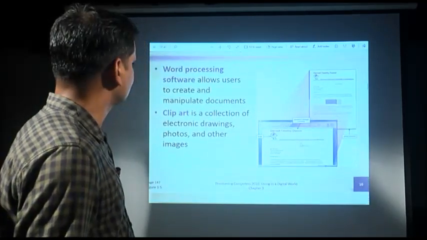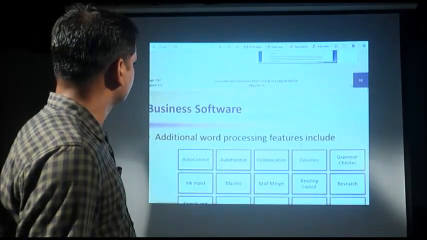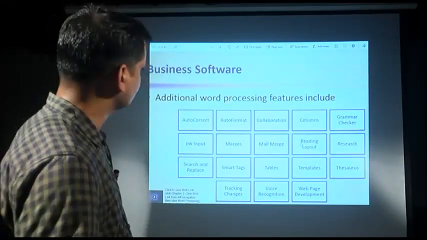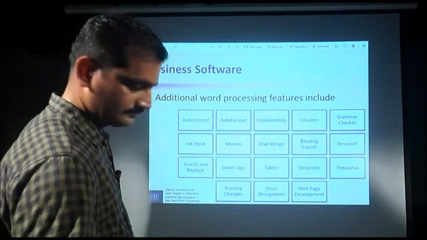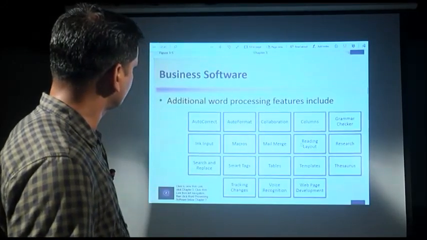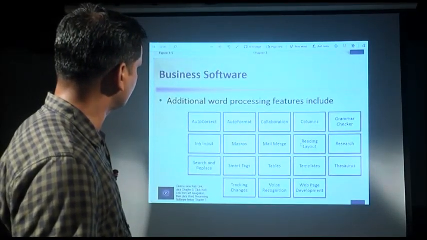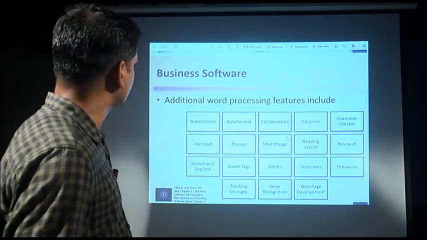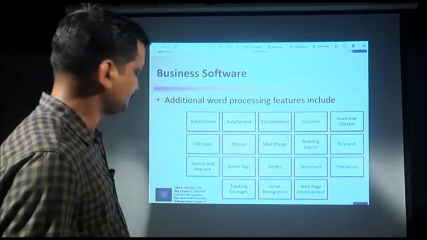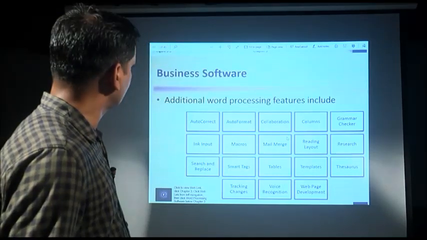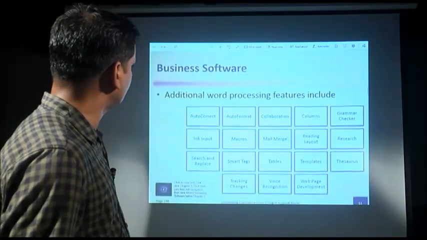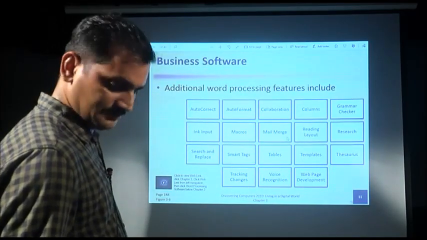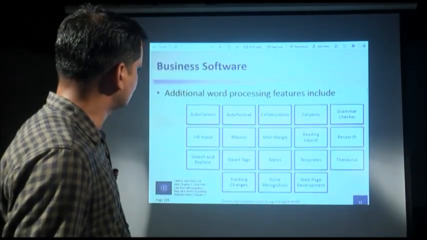Moving to next, what more can we do with word processing software? These are some of the activities we can do using word processing software. What is autocorrect? Autocorrect is the feature in which a misspelled word can be automatically corrected by the system.